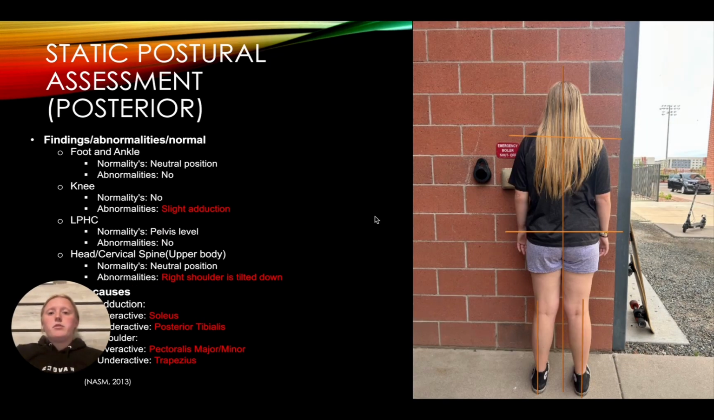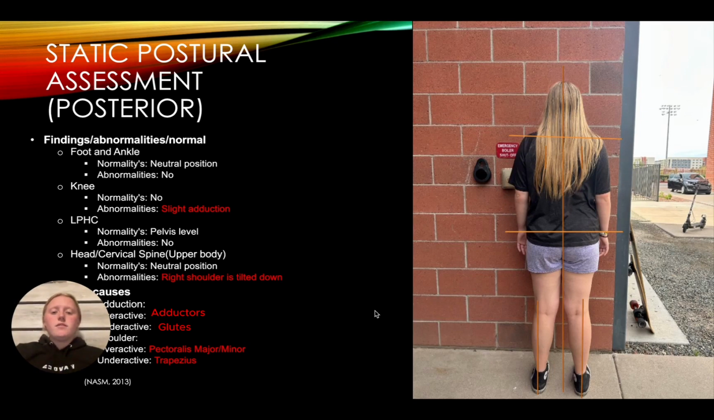This is going to be our posterior, our last angle. We found that there were no abnormalities on the foot and ankle, but they were in neutral position, so all good there. For the knees, we found a slight adduction. As you can see, the line straight up and down the body, they are inward and closer towards it and a little uneven. The LPHC appeared to be normal and the pelvis is level. Head and cervical spine showed a tilted shoulder.